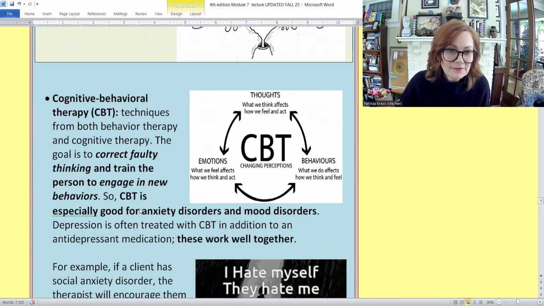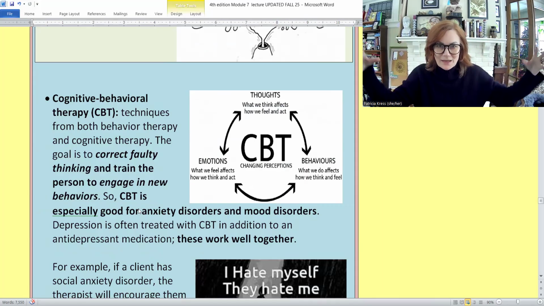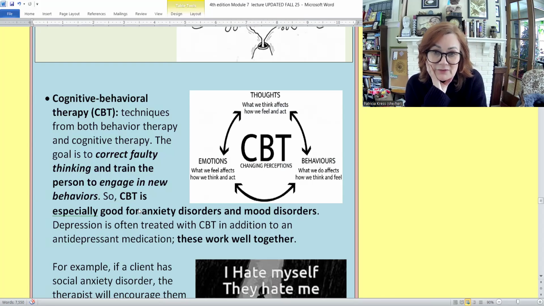Then we got cognitive behavioral therapy, which is where you take some behavioral therapy and some cognitive therapy and you add them together to create a very powerful and often very effective form of therapy, CBT, cognitive behavioral therapy. So the goal is to correct the faulty thinking, that's the cognitive piece, and to train the person to engage in new behaviors, that's the behavioral piece. So this is really good for anxiety disorders and mood disorders. Depression is often treated with cognitive behavioral therapy plus, say, an antidepressant medication. These work really well together, and the research shows they work better than either one by themselves.